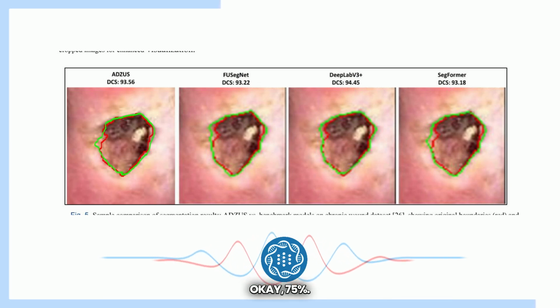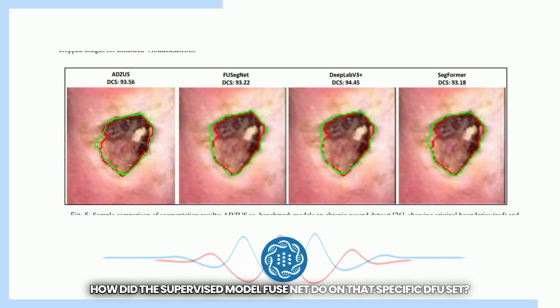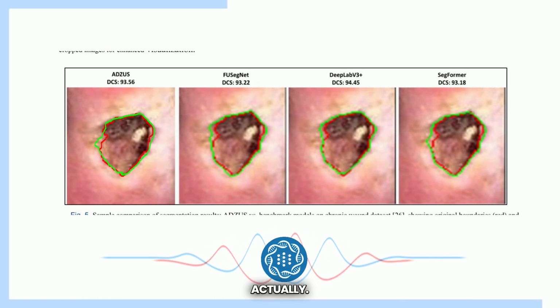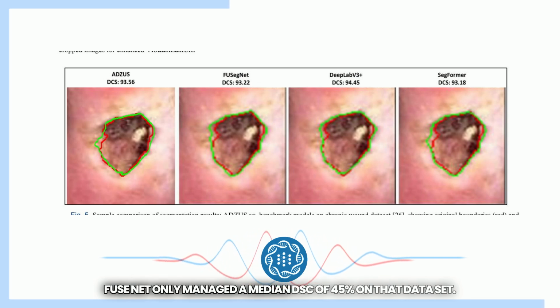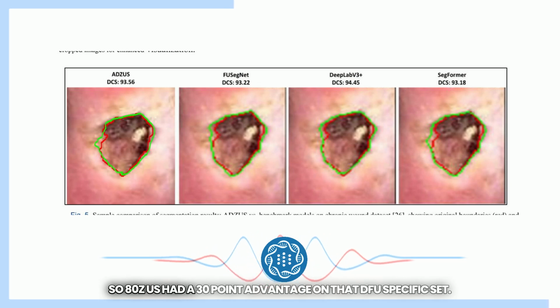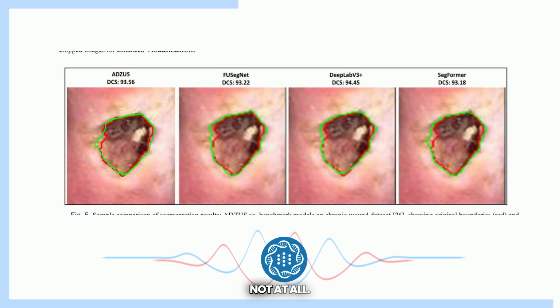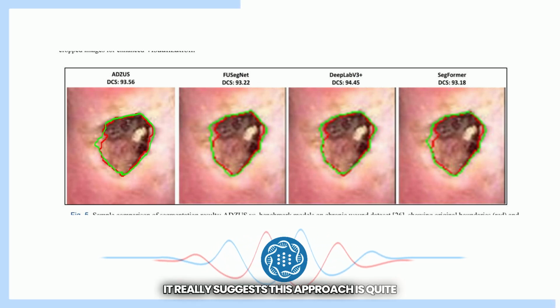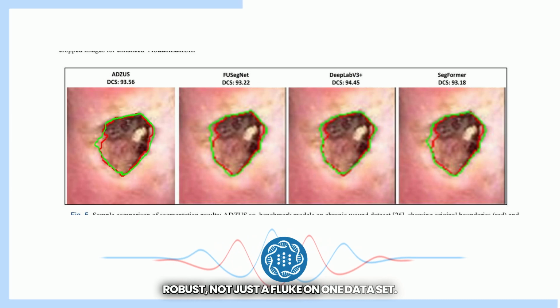Okay, 75%. How did the supervised model, FUSegNet, do on that specific DFU set? Significantly worse, actually. FUSegNet only managed a median DSC of 45% on that data set. Wow. So ADZUS had a 30-point advantage on that DFU-specific set. That's not a small difference. Not at all. It really suggests this approach is quite robust, not just a fluke on one data set.